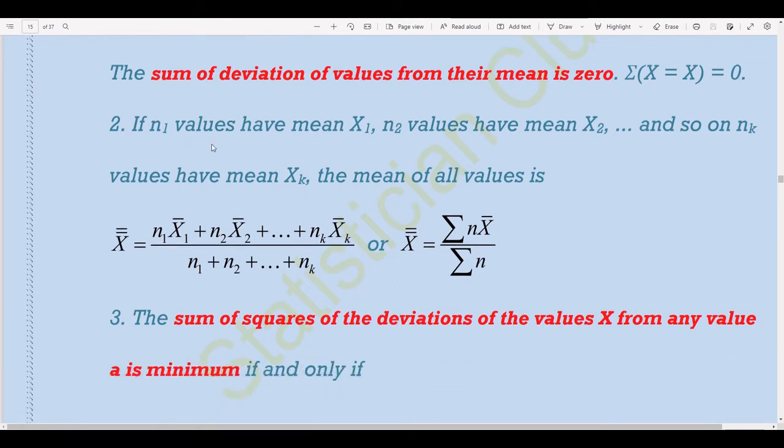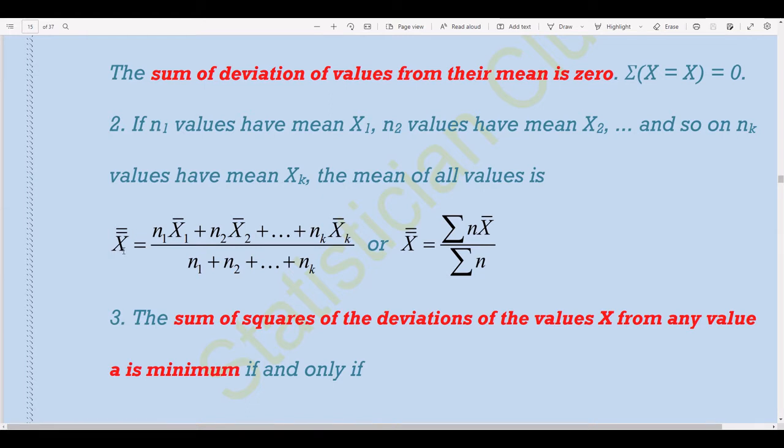Number 2 property. If n1 values have mean x1, n2 values have mean x2, and so on, nk values have mean xk, then how can we find the mean? This is the formula of combined mean. We solved the previous question with combined mean, so the two methods show the combined mean.